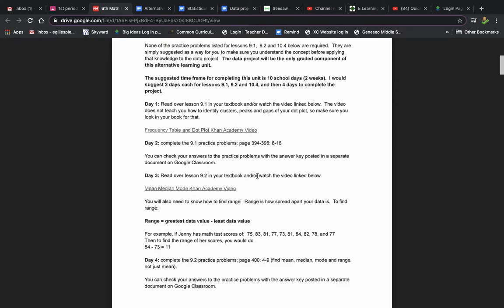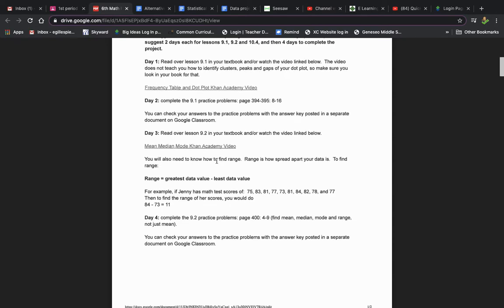9.2 goes over mean, but we also need to know about median, mode, and range. So I would definitely recommend watching the video as well, because 9.2 only goes over mean. Enriched, we did talk about median, mode, and range with integers, but this would just be with regular numbers. Range, since it's not really explained in the Khan Academy video or in your book, I talk about it here.